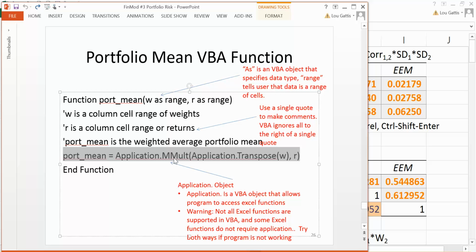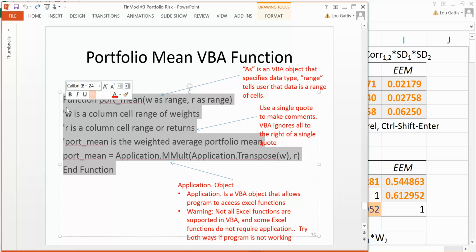Except when you use Excel's functions in VBA, you generally have to say Application dot. So if I wanted to use, say, STDEVP in VBA, I'd have to say Application.StDevP. Now this doesn't hold for all. For example, the natural log function does not need, or actually does not work if you do Application dot. But for most of Excel's functions, you have to use Application dot. So it's Application.MMult instead of just MMult. And then I can't use just Transpose W. I have to do Application.Transpose, I put in W. And then that's how we can use VBA to calculate expected return.